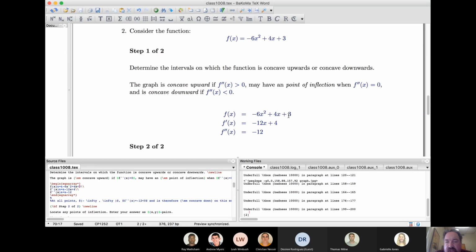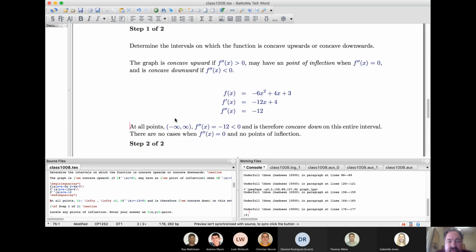Just as the derivative of a constant is 0, the second derivative of a linear function is 0. So notice this term here, 4x plus 3, these terms made no contribution at all to the second derivative. Now here we see that the second derivative is a constant, it's negative. So that means that the function is always concave downward. So what you would enter for an answer is this interval for concave downward, and it's not concave upward anywhere.